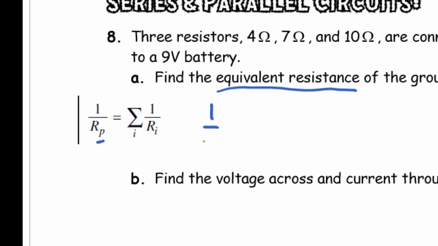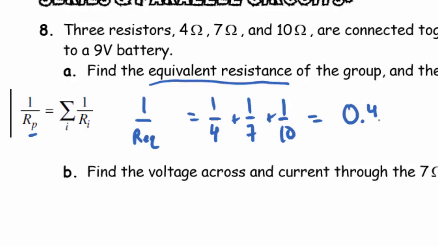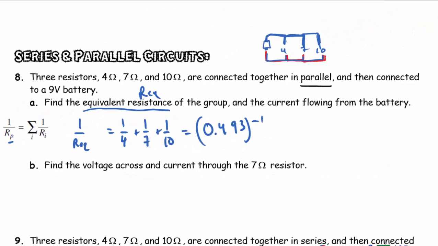So when I rewrite this for this circuit, the reciprocal of the equivalent resistance is going to be equal to a quarter plus a seventh plus a tenth, and then we get some value here, 0.4493. Once I get this value, in order to get just R_eq, we take the reciprocal of this little guy here. And so that gives us that the equivalent resistance is equal to 2.03 ohms.